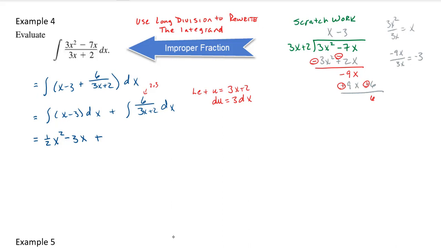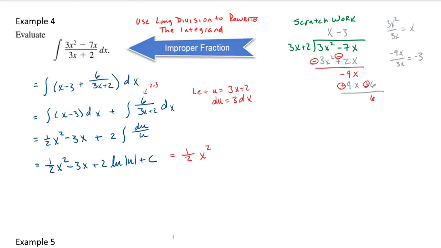Well, I need 3 of that 6 to go to the dx. So I'm going to pull out a 2, and then what I'm left with is du over u. And what is the integral of du over u? The integral of du over u is the natural log of u. Do I want to leave that as my final answer? No, I do not. My final answer has to be in terms of x.